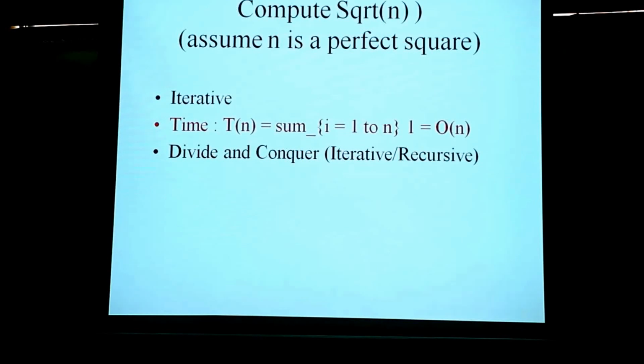Then let's see the analysis. What is the time? T(n) is equal to T(n/2) plus 1. We are searching only one half and not both the halves.